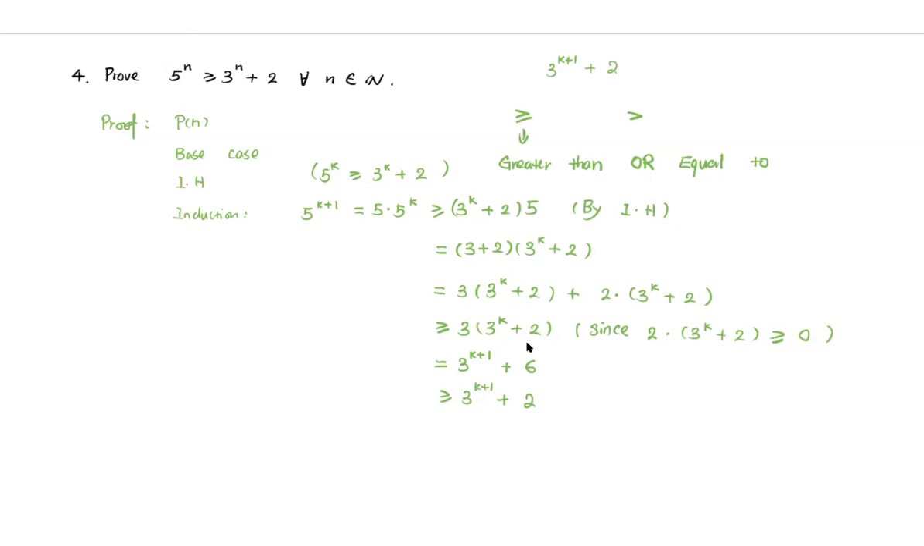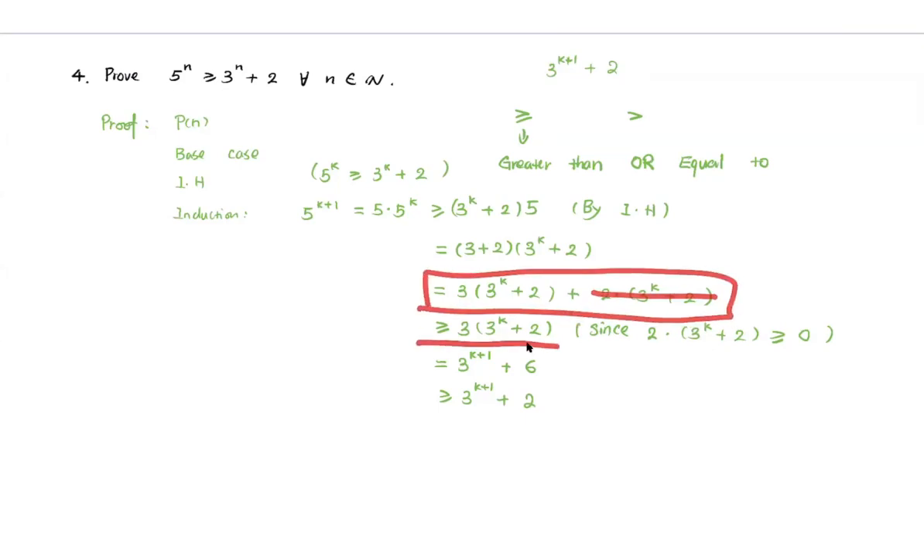Where did the 2 times go? Oh, I removed them. You don't need that part, because you want this to be greater than or equal to this. This is unnecessary. We removed it so that this is greater than or equal to this. We know this is positive, so after you removed it, this whole thing would be greater than or equal to this.